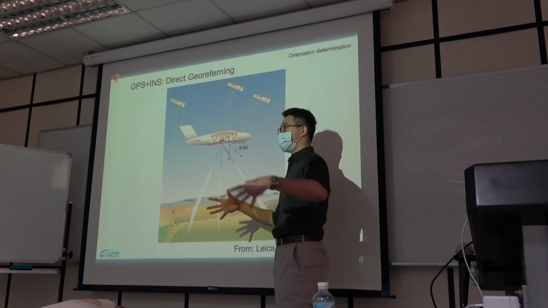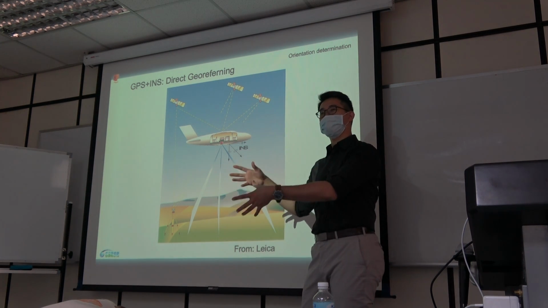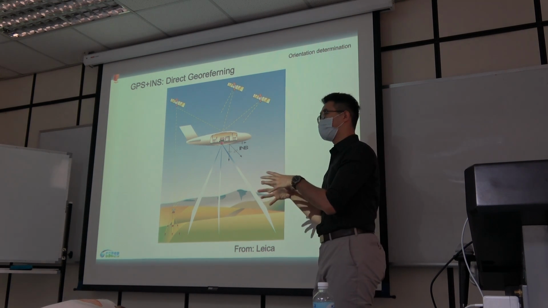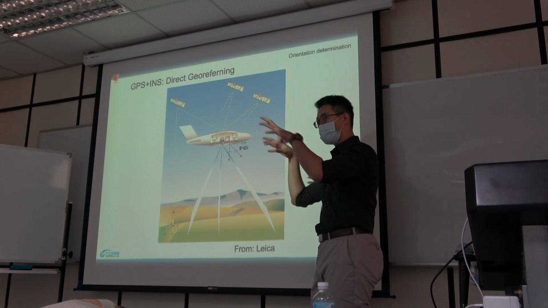So as you can see, if you have a surveying car like the Google Street View car, it has the GPS sensor, it has an IMU sensor, and you have some camera system.